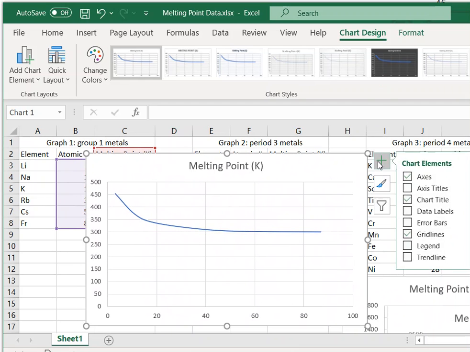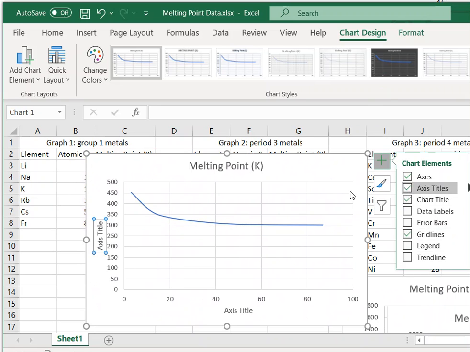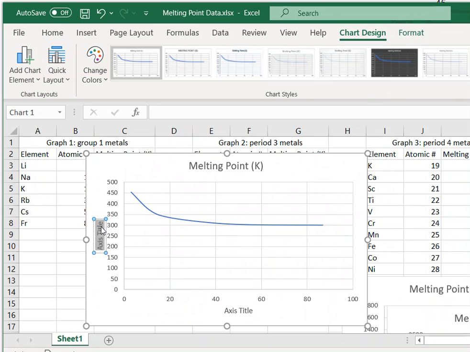So I like to do just a little bit of cleanup here. I like to put axes on here. So this axis is the melting point, which is in Kelvin. And then this axis here is the atomic number. And then just so we know which graph this is, I'm going to call this Group 1 metals.